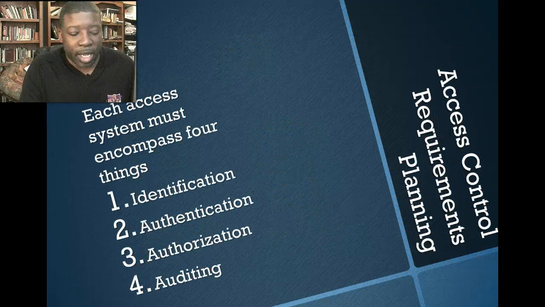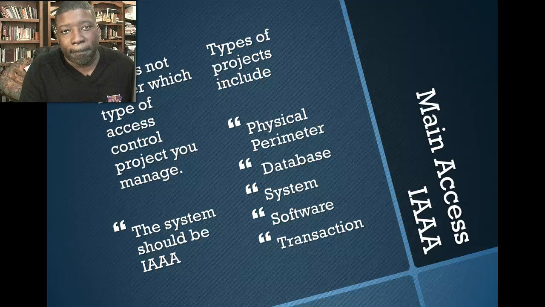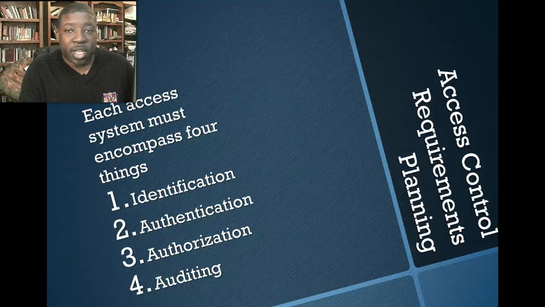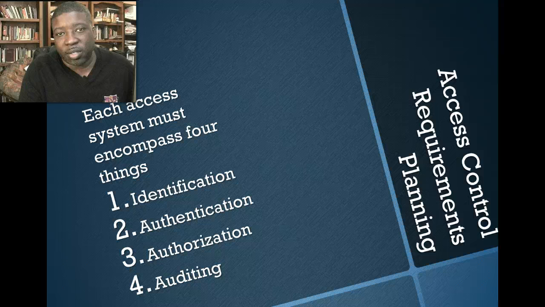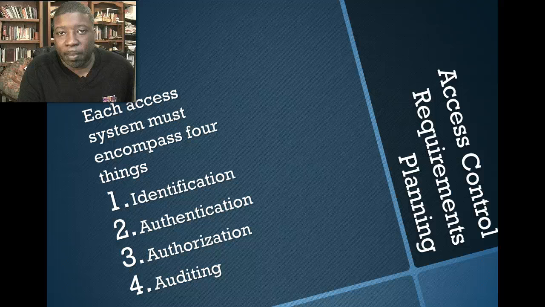So in the last slide to the left, you see I say the system should be IAAA. Well, what is IAAA? Identification, authentication, authorization, and auditing. Identification, that's who you are, right? The system should identify who you are. Authenticate, you should be able to prove who you are. You may do this by having a PIN number or a badge or something of that nature. And that also could be your identification.